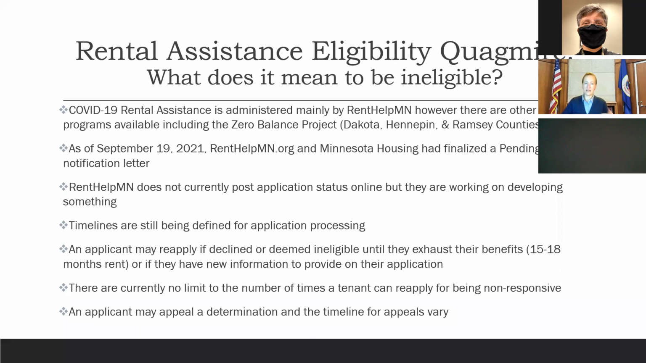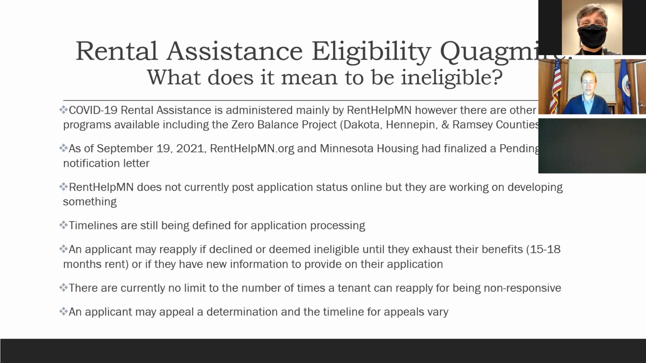Not only that, but an applicant can reapply if they've been declined or deemed ineligible until they exhaust their benefits, or if they have new information to provide on their application. So tenants, if they are eligible and they apply, are eligible for up to 15 to 18 months of rental payments. In addition to that, the application process is actually quite onerous and requires a lot of cooperation between the landlord and the tenant. A lot of paperwork needs to be provided. So it's not the easiest way to access money. However, there's a lot of money to be accessed. There are currently no limits on the number of times that a tenant can reapply if they've been non-responsive.